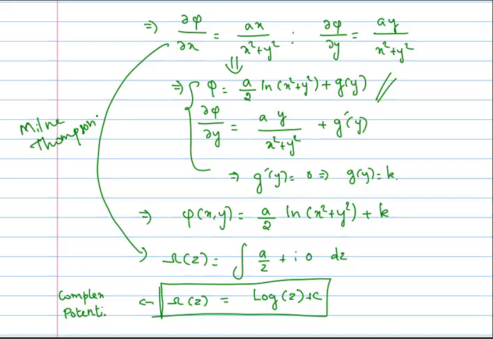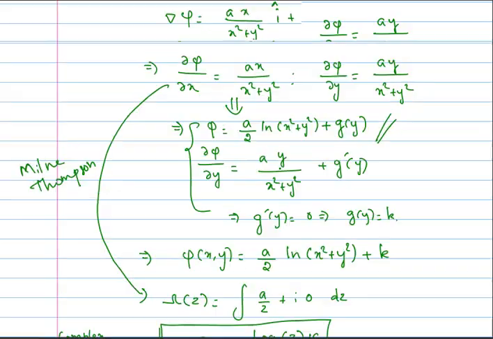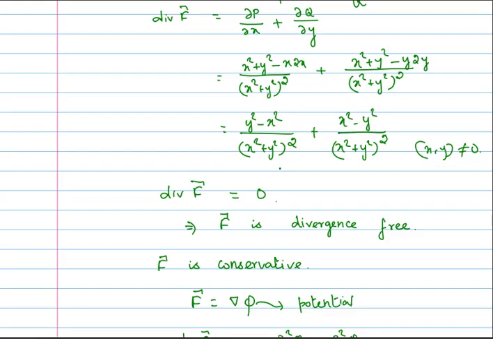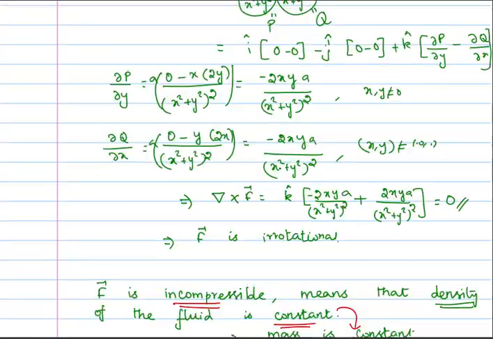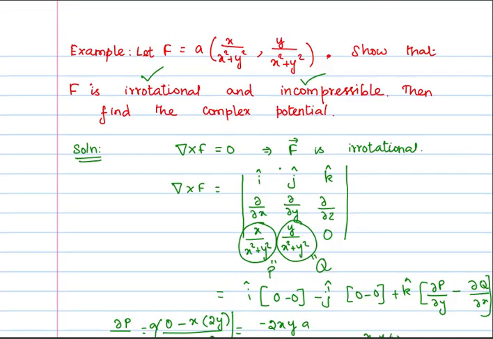I hope you understand how to prove that the given vector field is conservative and irrotational, and then, using that, how to find the complex potential.